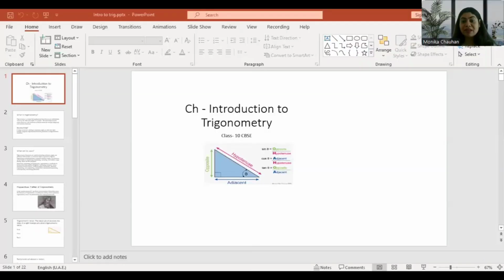So trigonometry is a branch of mathematics that is something new for each one of you. So it looks like this.